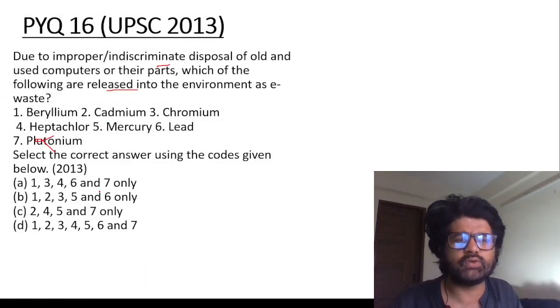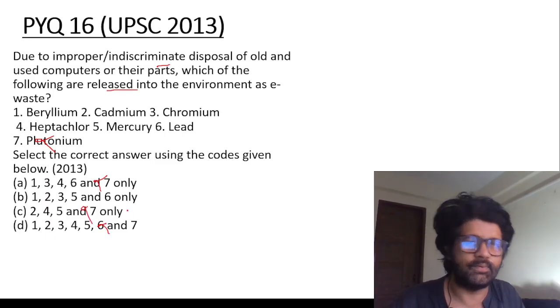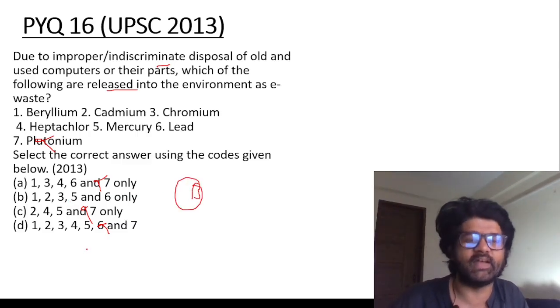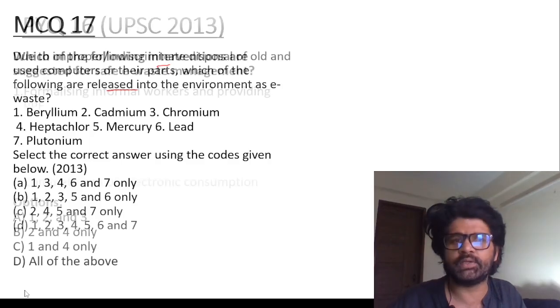So we know plutonium is not there. Eliminate 7, man. Plutonium will be there. If plutonium will be there, nobody will be using laptops, etc. So the answer is B if you eliminate 7th. 1, 2, 3, 5, 6.